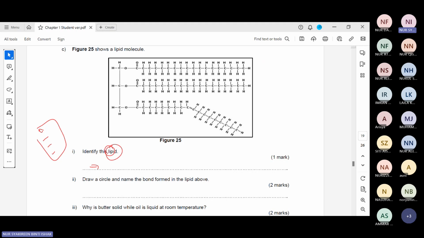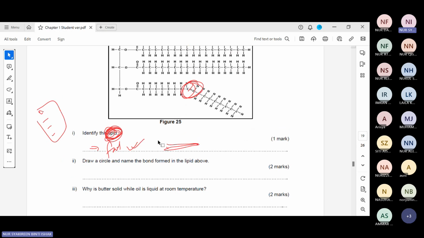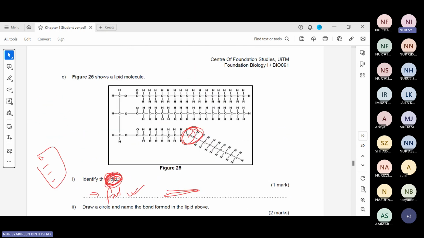Kalau awak jawab unsaturated fats, boleh diterima juga lagi. Tapi tiba-tiba awak jawab saturated fats, terus jadi salah. Okay, saturated fat terus jadi salah sebab dia ada double bond. Okey lagi awak jawab fat, boleh diterima. Tapi tiba-tiba cakap unsaturated fat, dia jadi salah. Sebab ini soalan dia tanya pada peringkat lipid. Okey, lipid. Unless soalan dia ditanya, identify the type of triglyceride. Baru awak boleh cakap unsaturated or saturated.